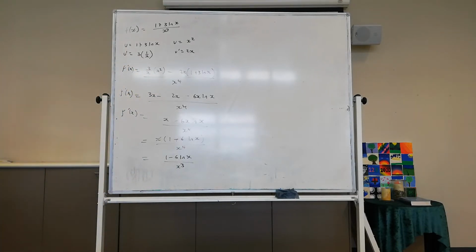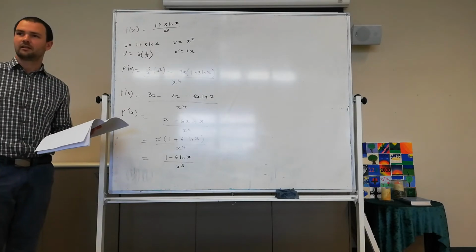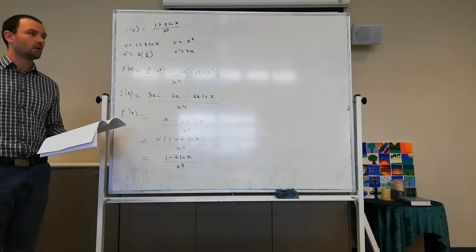The graph has a turning point at A. That is where x is e to the k. Find the exact value of k. So, turning points occur when f dash of x equals 0.